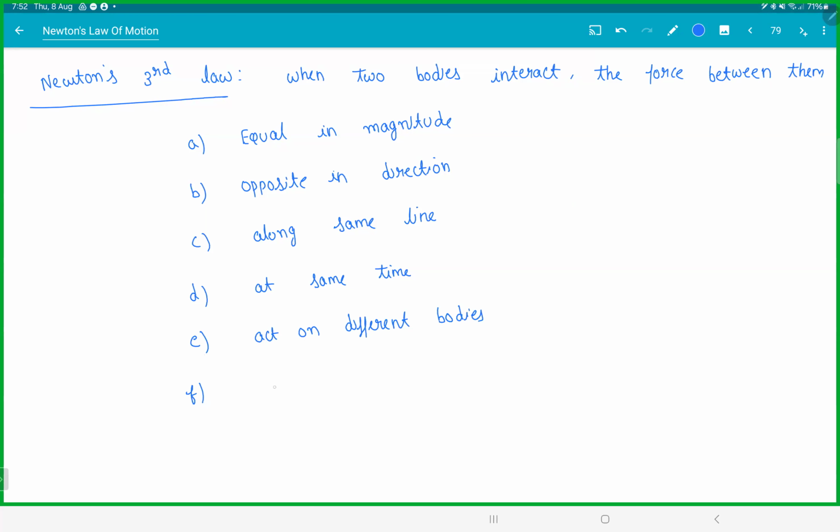They must be of same nature. Same nature meaning both should belong to the same category of forces. Meaning if one is gravity, the other should be gravity. One is electromagnetic, the other should be electromagnetic. So when you say Newton's third law, it has to satisfy these 6 conditions.